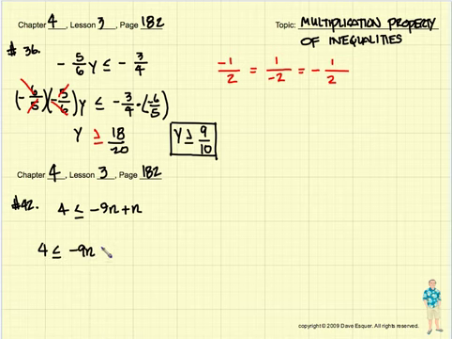Number 42, 4 is less than or equal to negative 9n plus n. 4 is less than or equal to negative 9n plus 1n. Negative 9n plus 1n, I think, is minus 8n. So 4 turns out to be less than or equal to negative 8 times n. Let's divide both sides by negative 8.